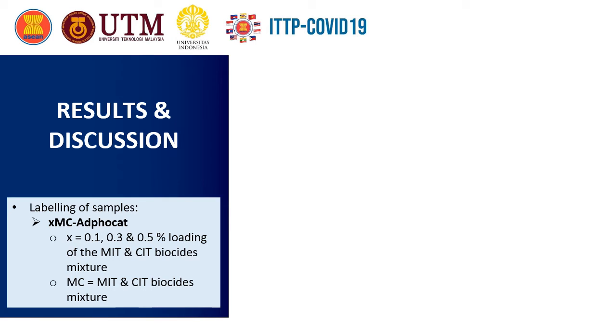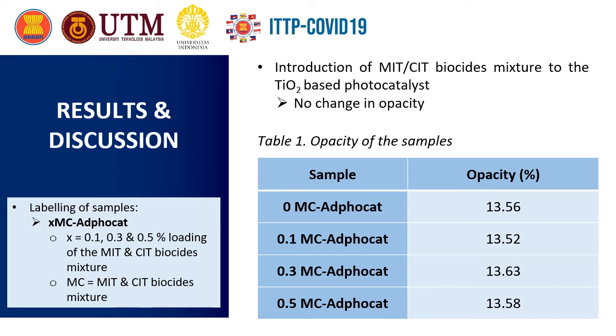Introduction of the MIT-CIT biocide mixture into the system did not actually change the opacity of the system. This can be seen in the table below, where most of the samples did not change and remained at 13% for the opacity.